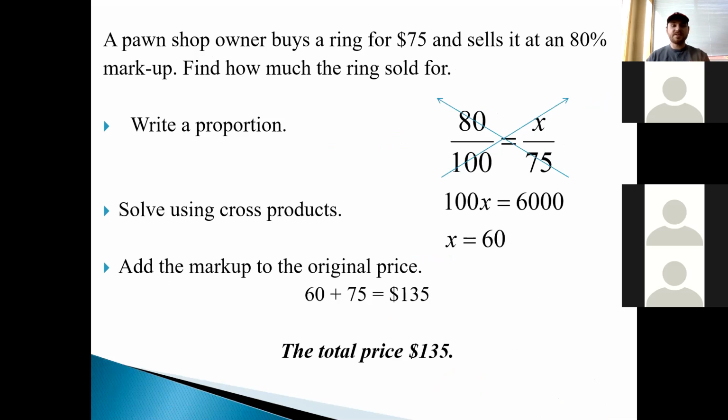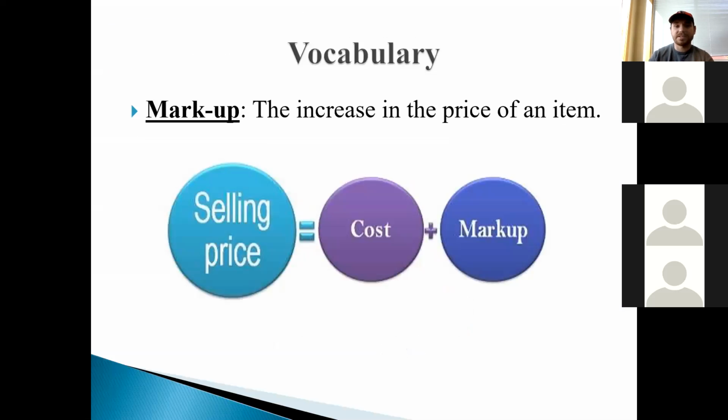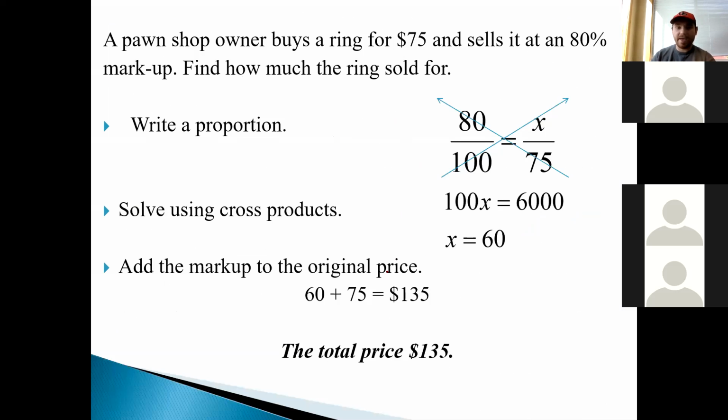Sounds good. Okay, this one says that a pawn shop owner buys a ring for $75 and sells it at an 80% markup. Find how much the ring sold for. So in order to do this, we have to remember what a markup is. Markups are the amount that we add to the price of an item. We have these in our definitions if we go way back. A markup is the increase in the price of an item. The selling price equals the cost plus the markup. So here, we're going to figure out what the markup is, and then we're going to add that to the original price. To figure out what the markup is, we're going to write our proportion again.